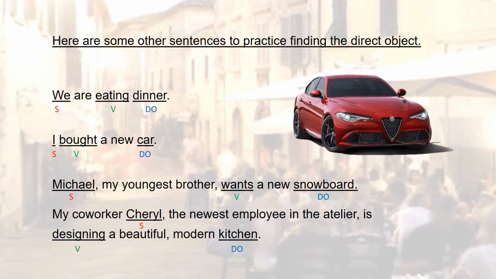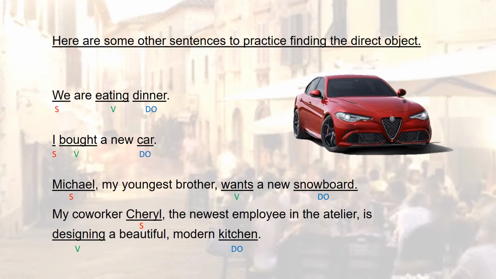Now let's think about our rules and what a direct object is and see if we can locate it. Well, we know that it's a noun or a pronoun, and then it comes after a verb. So in this sentence, we are eating dinner. Dinner is a noun, and it comes after eating. So dinner is the direct object. We is the subject. Our eating is the verb. Dinner is the direct object. We are eating dinner.